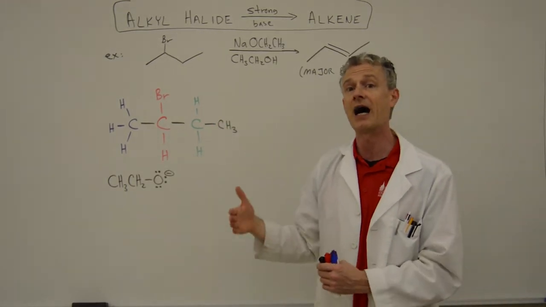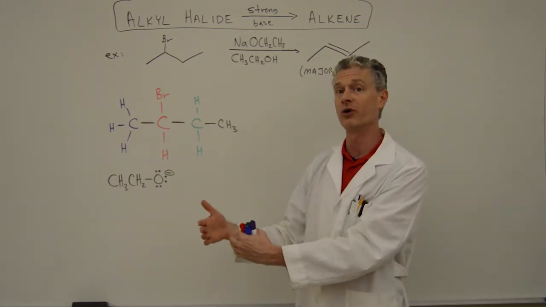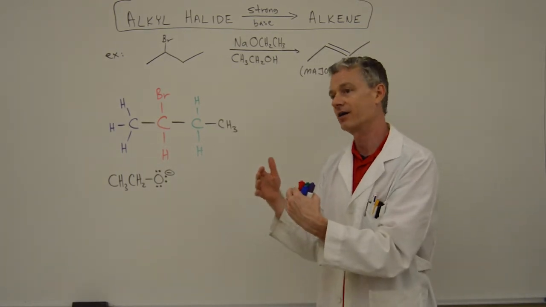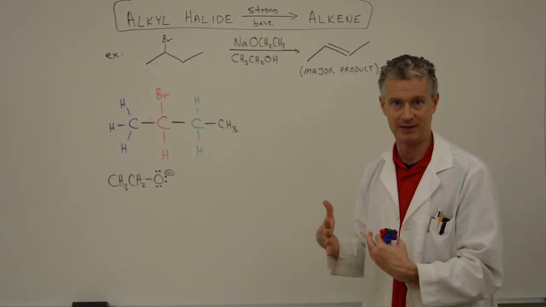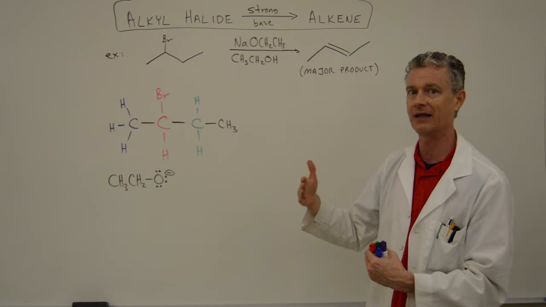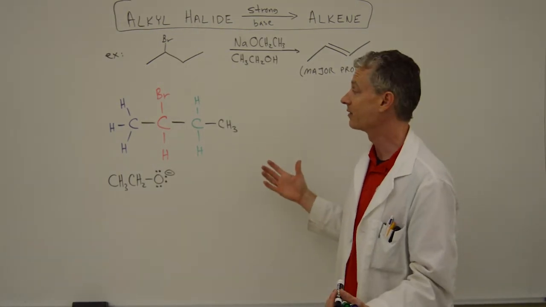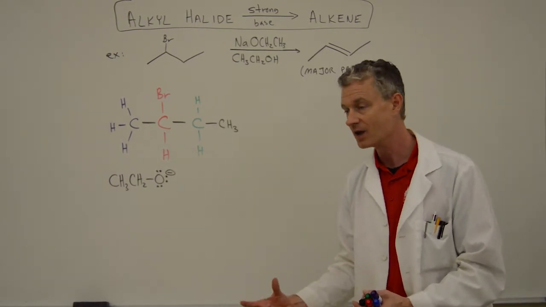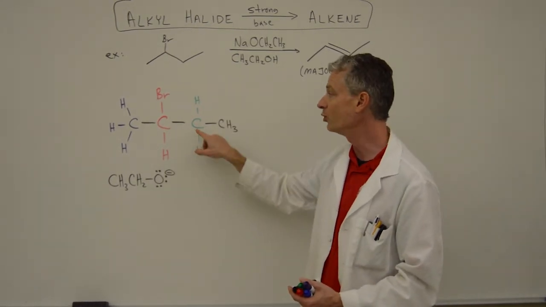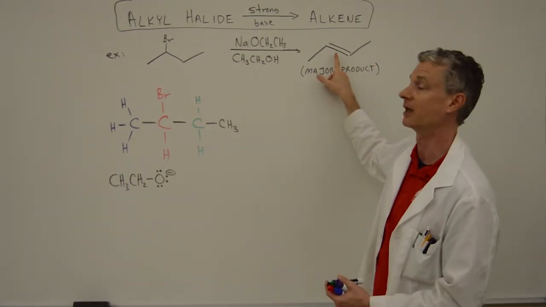So dehydrohalogenation is the removal, D, of a hydrogen, hydro, and a halogen. Dehydrohalogenation, removal of a hydrogen and a halogen. And again, those two atoms have to come off adjacent carbons, because then we're making room on each carbon for the pi bond in the alkene.